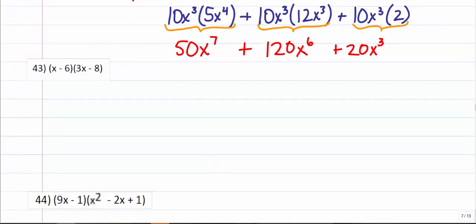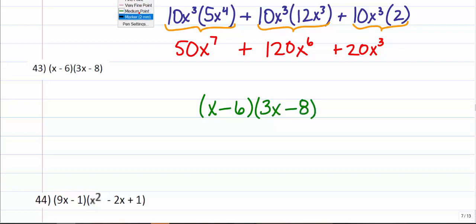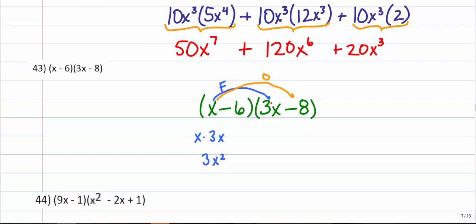All right, number 43, this is a classic FOIL problem. So for those of you that like the FOIL technique, what you are doing is simply multiplying your first two terms together. So here that would be x times 3x, which is 3x squared. Then you're multiplying your outer two terms together, which would be x times negative 8, or negative 8x.